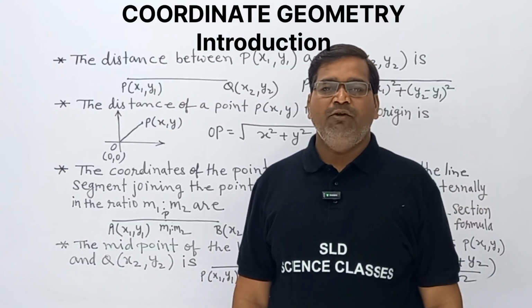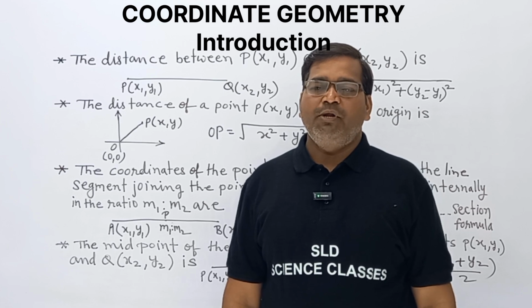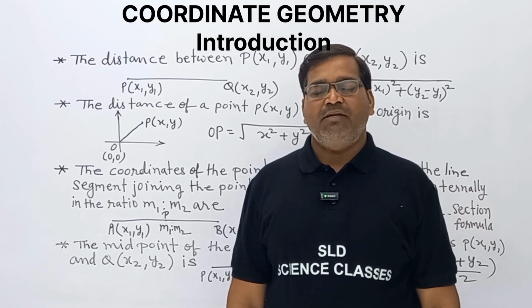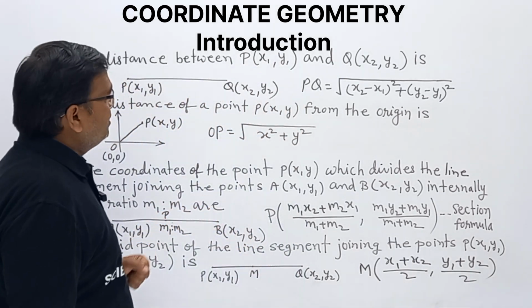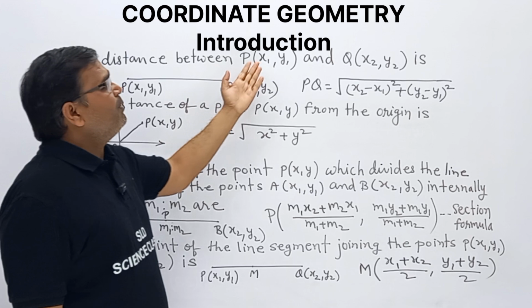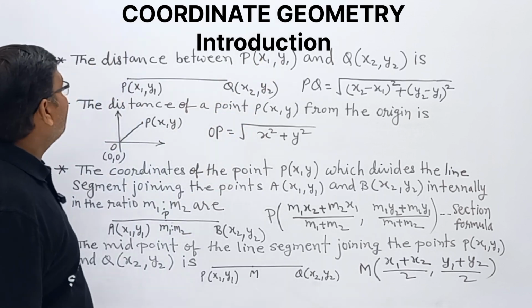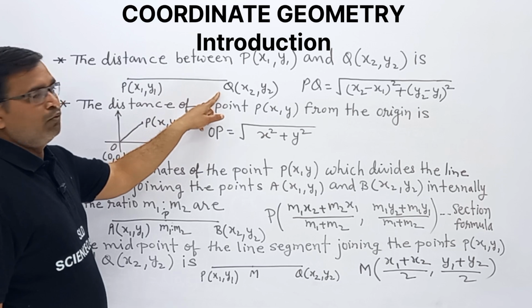Today we are going to discuss the Introduction of Coordinate Geometry, Chapter 7. Observe. First one, distance between P and Q. We have 2 points, P and Q.